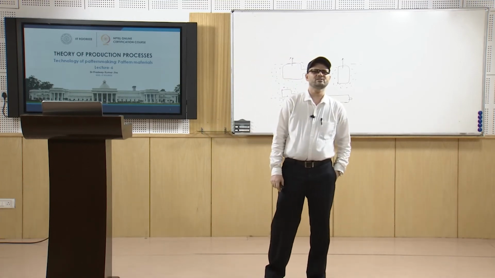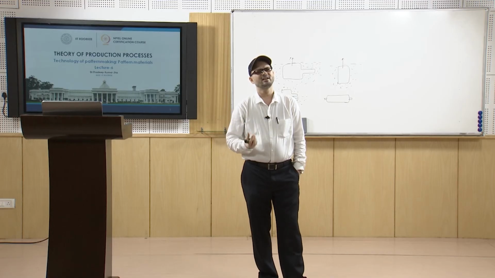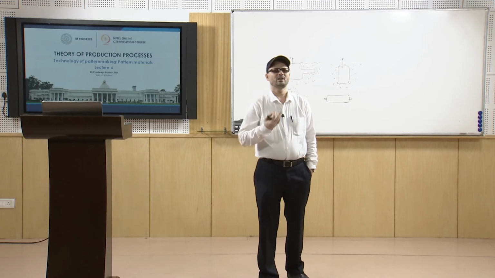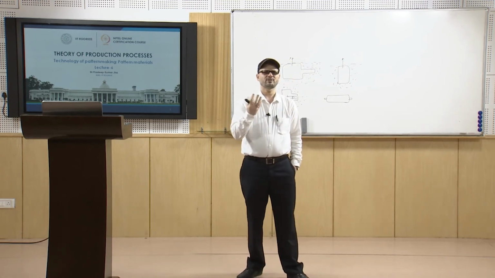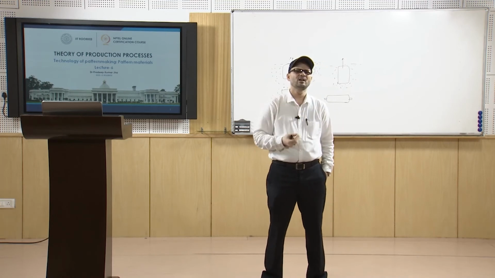Commonly used metals are aluminum and its alloys, cast iron, steel and copper based alloys such as brass or bronze, which you can cast easily. You have the material with good strength and good surface finish. So, these are the normal materials which are used.